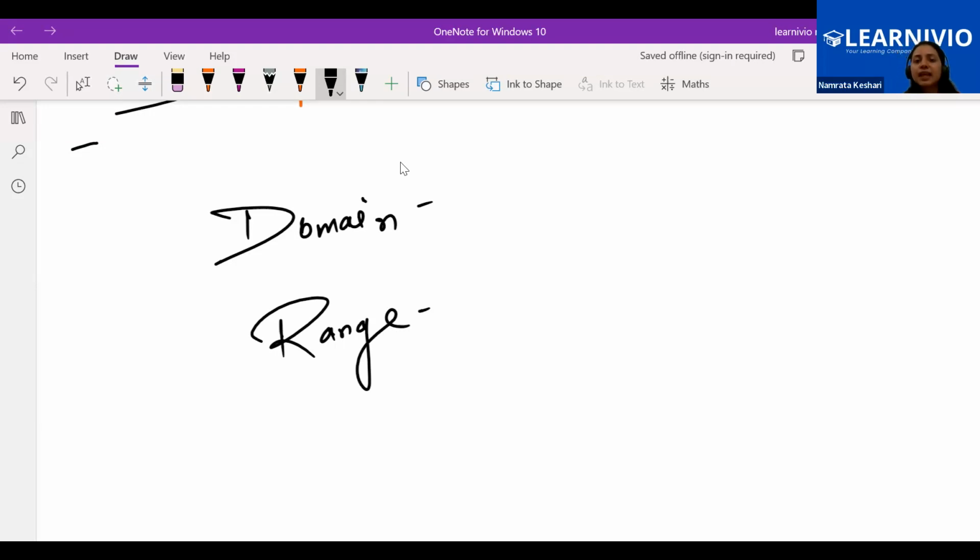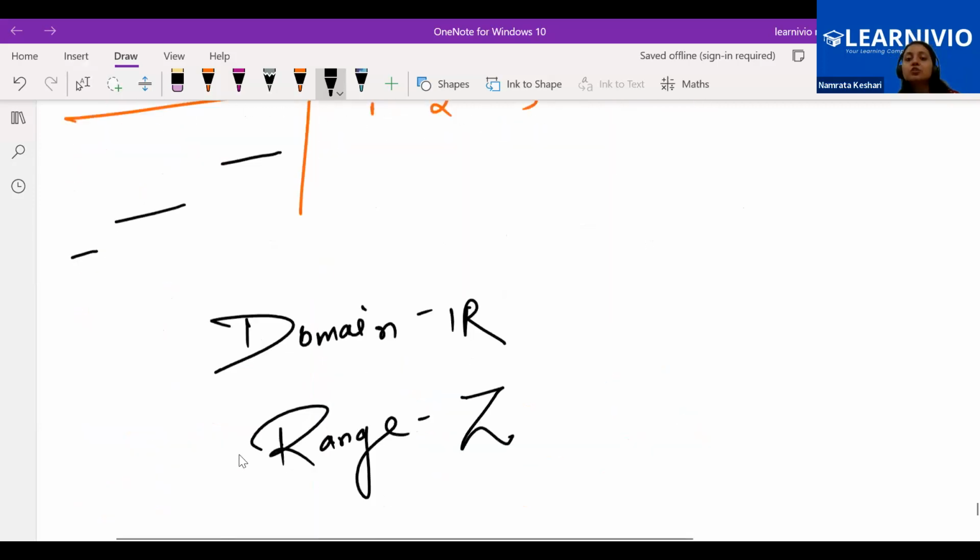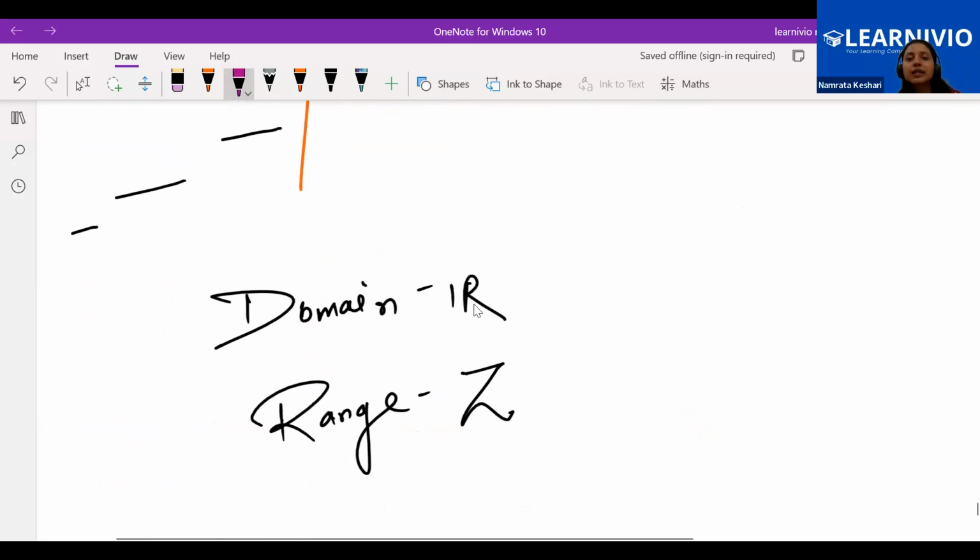Any real number, exactly. Anything can be taken as an x value, but y will always come out as an integer only. The name is greatest integer function. You are taking a decimal number, any number, and you can see here y is always coming out as an integer. So the domain is any real number, but the range is just integers.